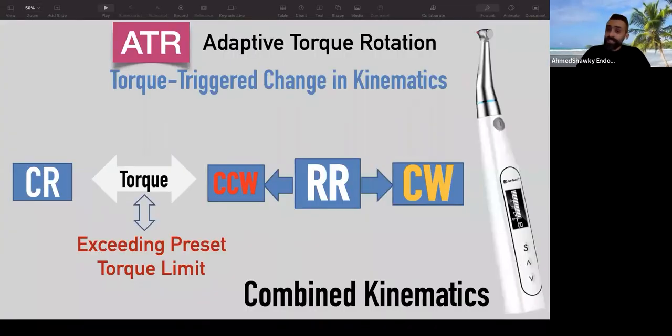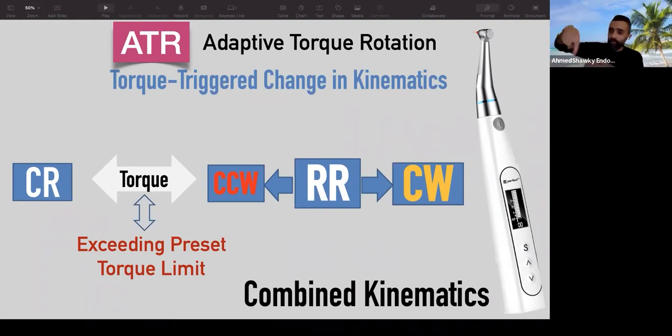The third motion is a combined motion. It's called adaptive torque rotation. This is an innovation in the motor because it is a torque-triggered change in kinematics. What does this mean? When you are using the continuous rotation, the rotary file in 360 rotation in the forward direction, and you are adjusting the torque limit to 2.5, for example, once you enter the root canal and start cutting in dentin, and your file faces some narrow area and the torque or the friction exceeds the preset 2.5 Newton centimeter, then the motor will automatically switch the motion into a reciprocating motion.